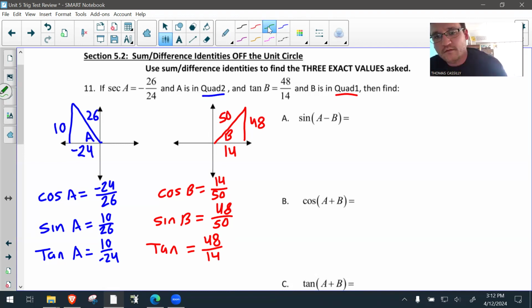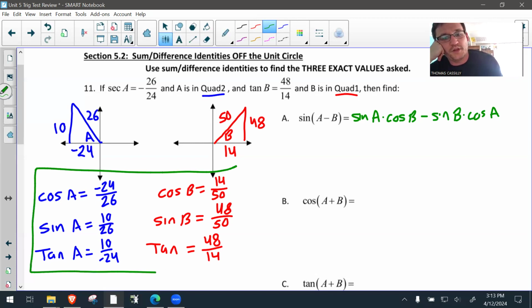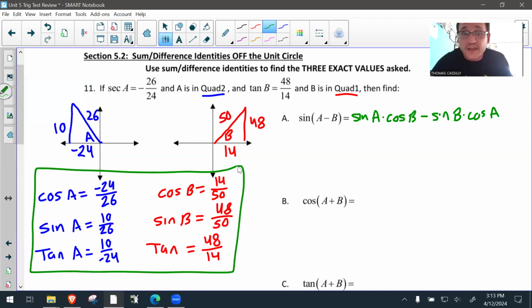The sine of A times the cosine of B. The sign in the middle stays the same, so it's a minus, and then we have the sine of B times the cosine of A. This is why I like to write all of these out, because now we're just plugging these in. We know what the sine of A is.